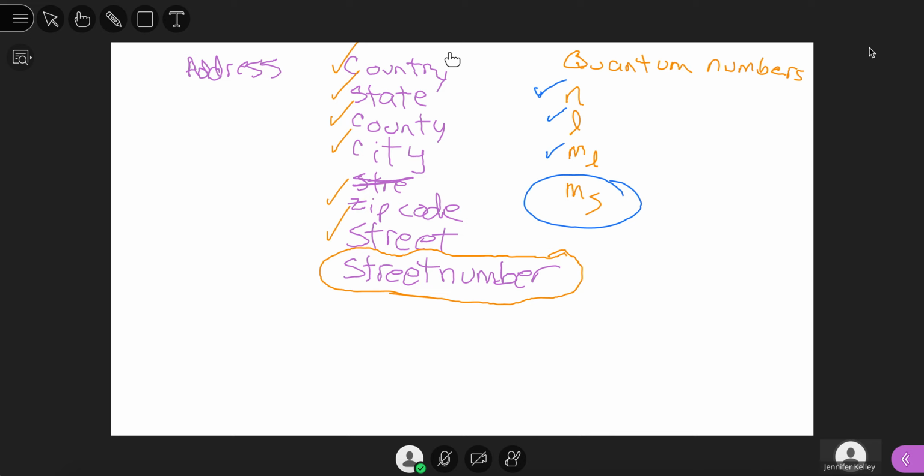So we're going to learn how to determine N, L, ML, MS. We're going to talk about the shapes of a couple of orbitals, and we'll talk about the radial distribution function and the probability distribution function.